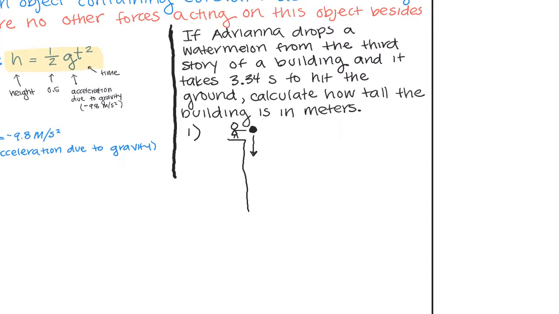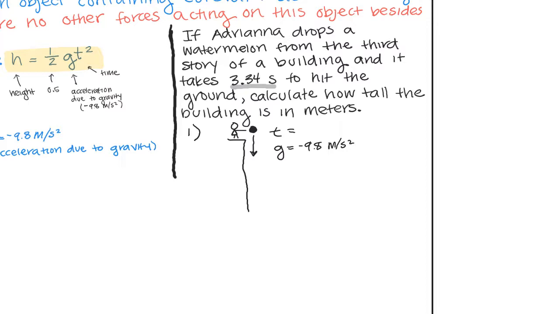Well, we always know g. So that is always going to be negative 9.8 meters per second squared. If you ever don't know what g is, look it up because you will never have to solve for g. We always know that g is negative 9.8 meters per second squared. All right. We also know the time. Okay. I got the time from this part of the problem. It takes 3.34 seconds to hit the ground.